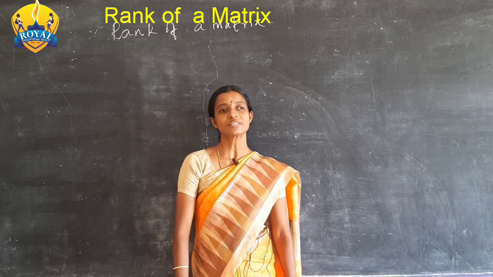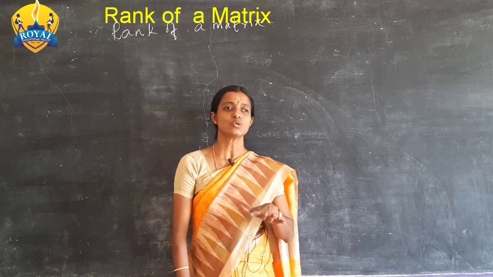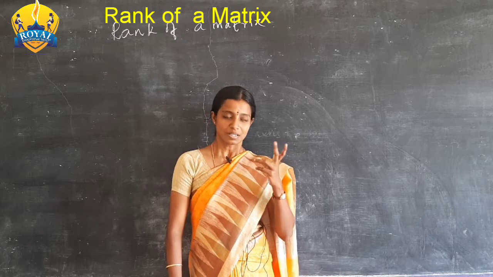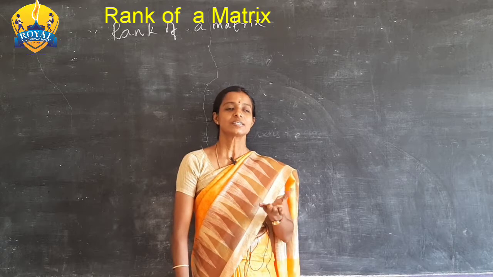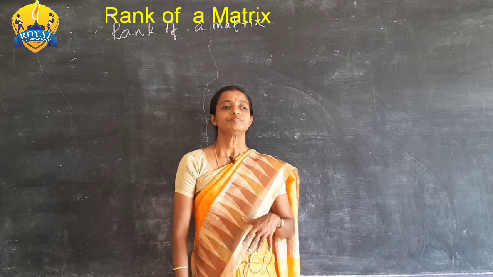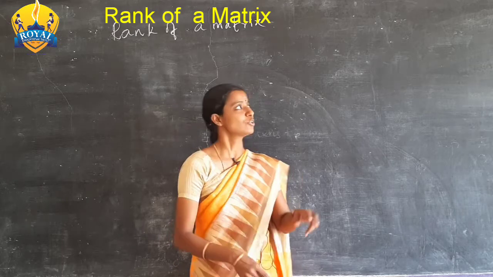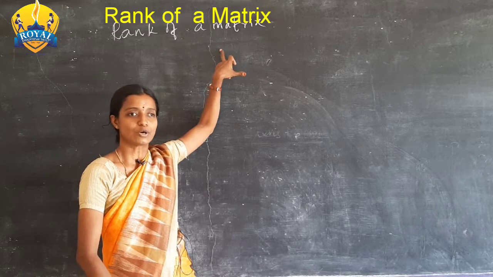Row echelon form is nothing but we are supposed to make as many zero entries as possible in the matrix, and the minimum non-zero minor of a matrix is said to be in a row echelon form. So with the help of row echelon form, now we are entering into the topic of rank of a matrix. So what do you mean by rank of a matrix?